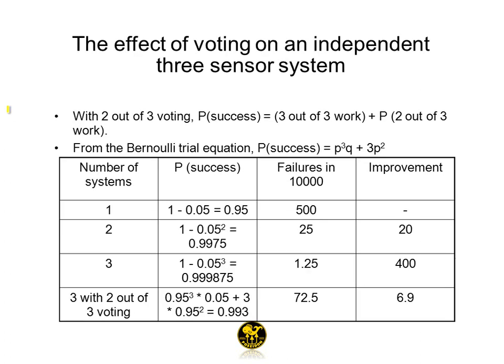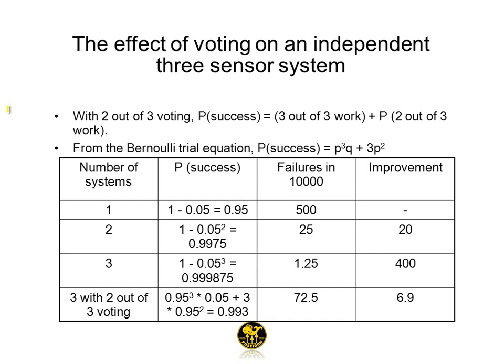Now, let's see what this does. So with 2 out of 3 voting, that's the standard response. Well, if we don't know, we're going to vote 2 out of 3. So I put some numbers up here. The first one, single system, as usual, 500 failures per 10,000. I go to a redundant system, 25 failures per 10,000. Looking good. 3 oxygen sensors, 1.25 failures per 10,000.